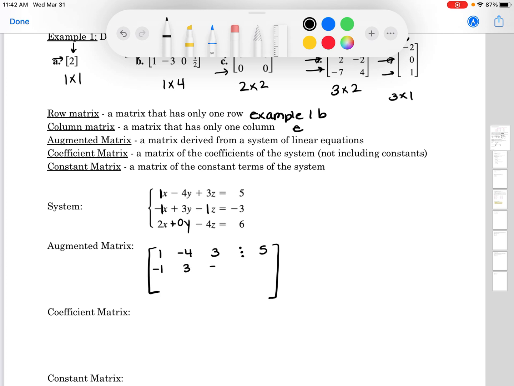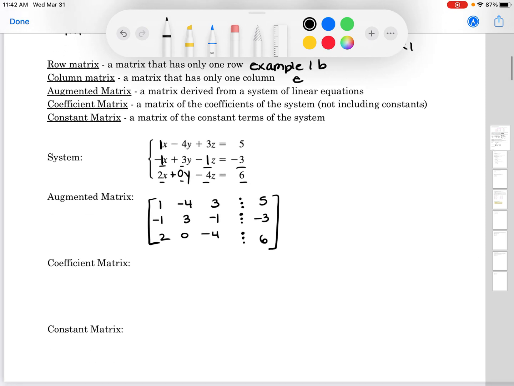We're going to do the same thing for the rest. Negative 1, 3, negative 1, that comes from the coefficients, and dot, dot, dot, negative 3. And then we have 2, 0, negative 4, dot, dot, dot, 6. All right. We also have something called the coefficient matrix. The coefficient matrix is literally just the coefficients. So just the numbers in front of the variables. That's 1, negative 4, 3, negative 1, 3, negative 1, and 2, 0, negative 4.